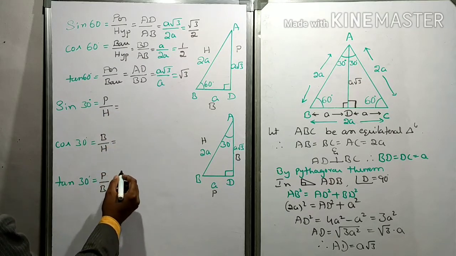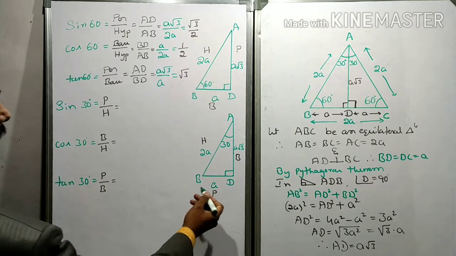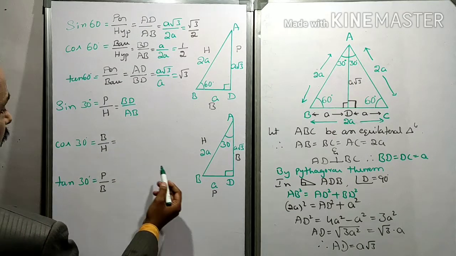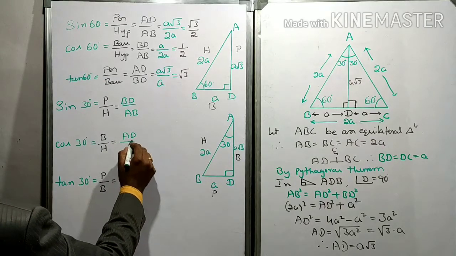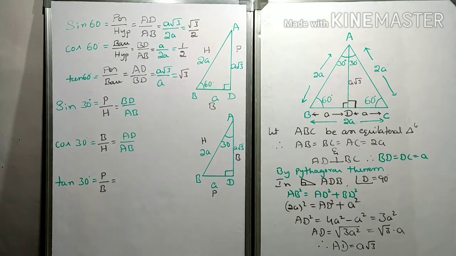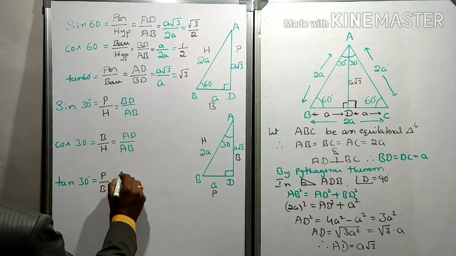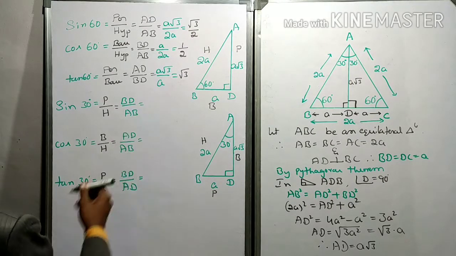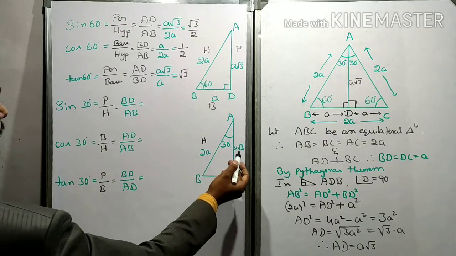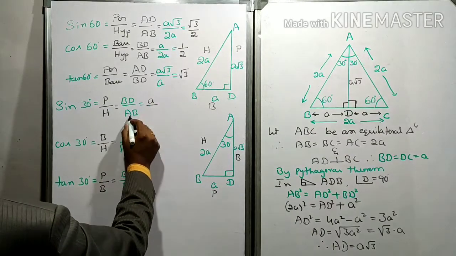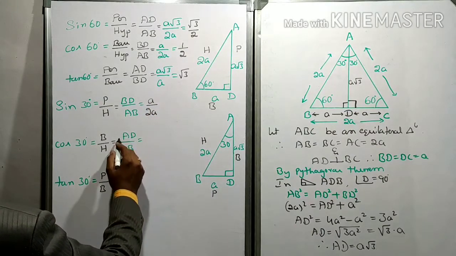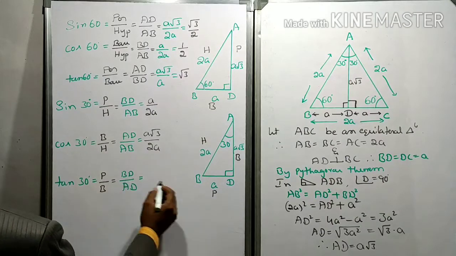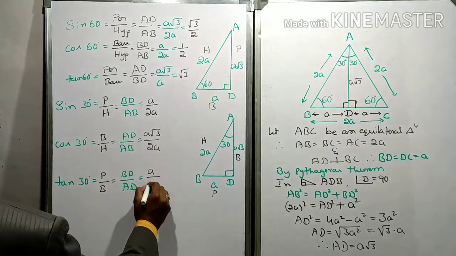Now you should write the side names from this diagram. Perpendicular is BD, hypotenuse is AB. For this one also, base is AD, hypotenuse is AB. Everyone should write neatly like this. Then perpendicular is BD, base is AD. What next step, dear children? I will substitute the lengths of the sides. BD length is A upon AB length is 2A. I will simplify later. Then AD length is A root 3, AB length is 2A. Then BD length is A upon AD length is A root 3.